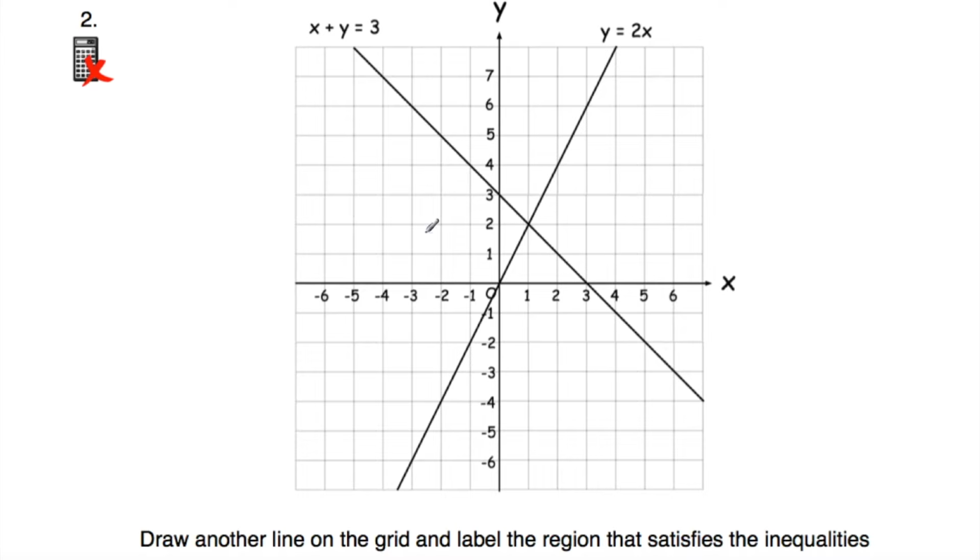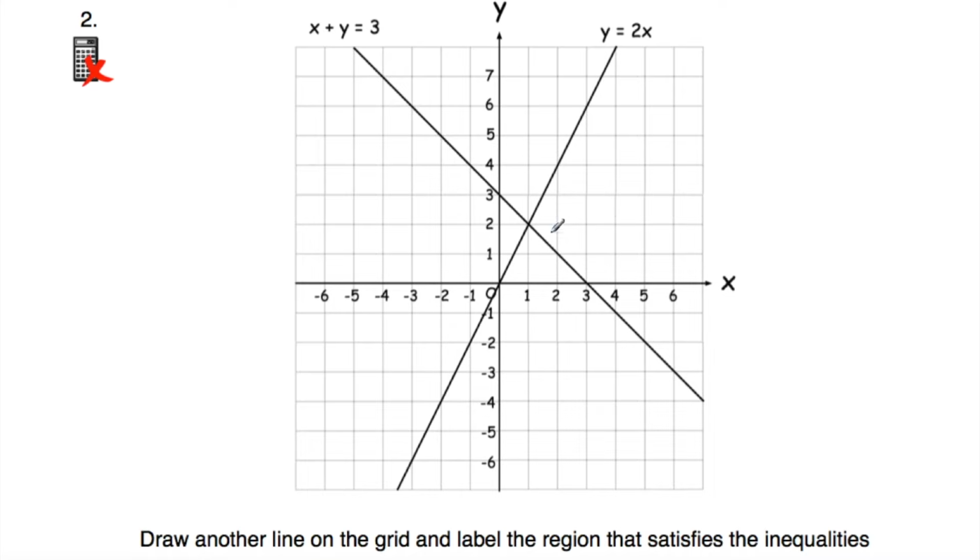Okay, so question number 2, we've got this grid and we've got some lines that have been drawn for us. We've got x plus y equals 3, and again, that little shortcut works. Remember, it's x plus y, and it equals 3, so it crosses the x-axis at 3 and it crosses the y-axis at 3. It's just a little bit of a shortcut that you might get to learn.